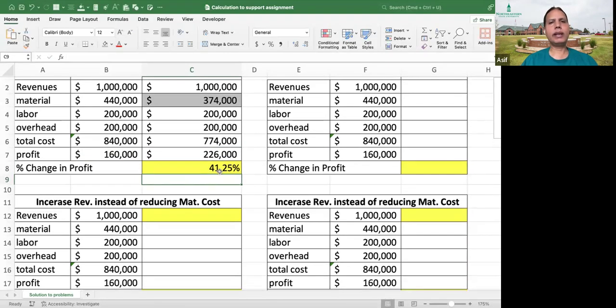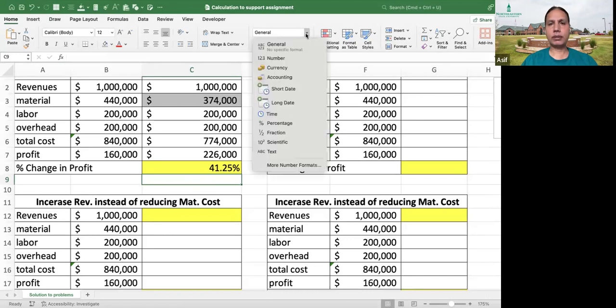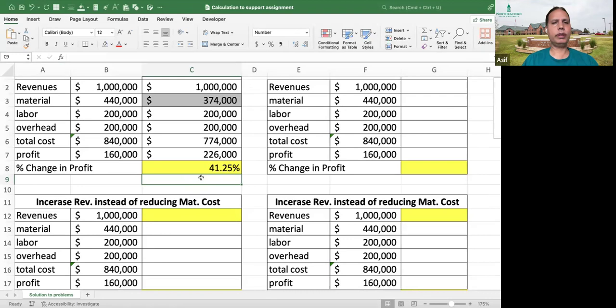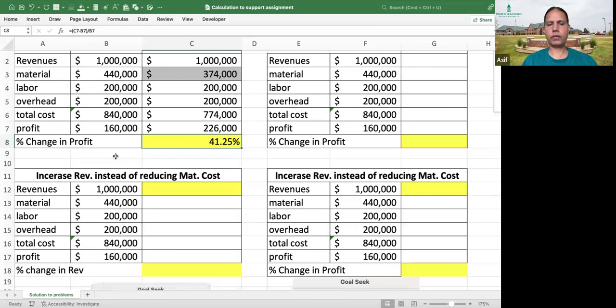There is a possibility that you may get a weird type of answer, that could be 0.4125. If that's the case, just click on this percentage. So if you are not getting 41.25, but you are getting 0.4125, then you need to click on percentage, and this will be converted into percentage. Okay, I just want to make sure that everybody got the same answer. If you got a different answer, please let me know.